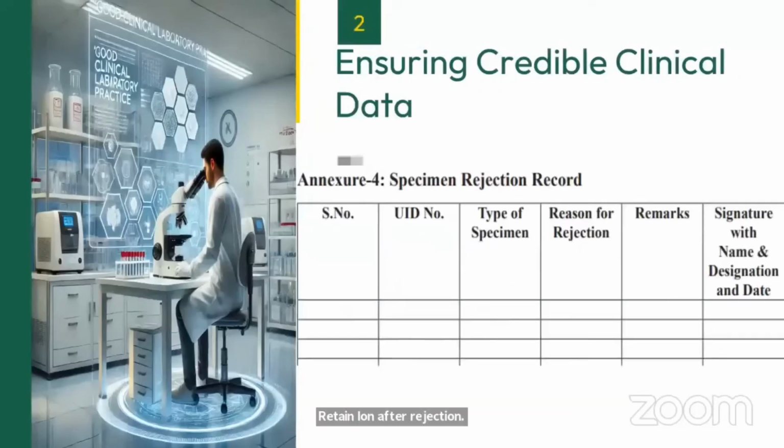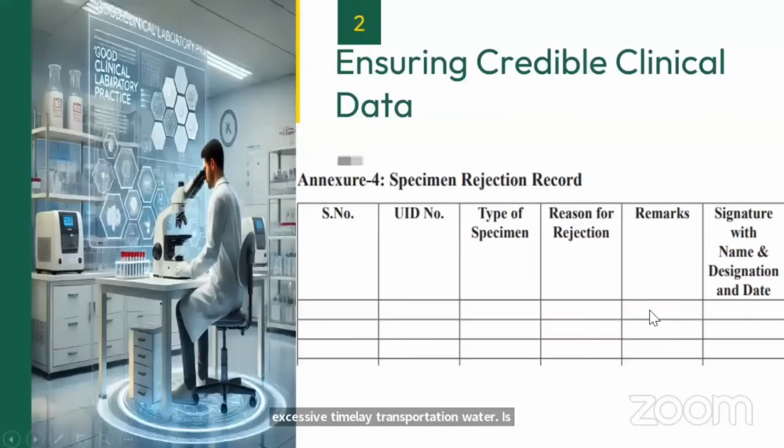Here I have mentioned a sample pro forma, again taken from the ICMR 2021 guidelines. When you are rejecting a specimen, what information do you have to collect? Serial number, UID of the specimen and the patient, and the type of specimen: urine, blood, stool. Then the reason for rejection, why you rejected it: maybe unlabeled sample, hemolyzed sample, insufficient sample, wrong preservative, excessive time lapse, delayed transportation. Whatever the reason, it should be mentioned here.